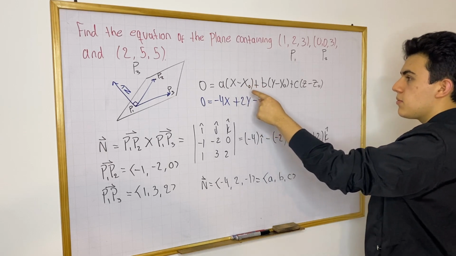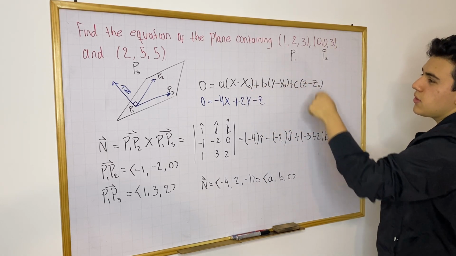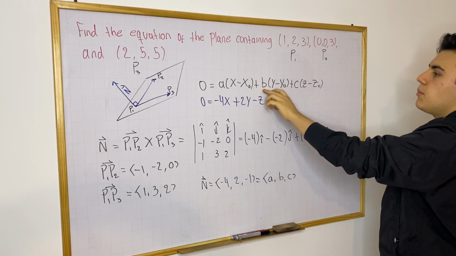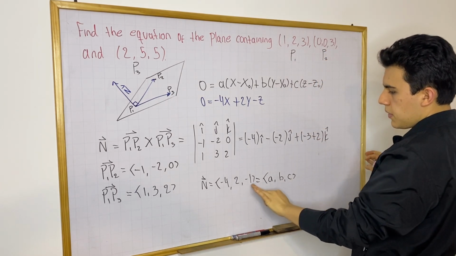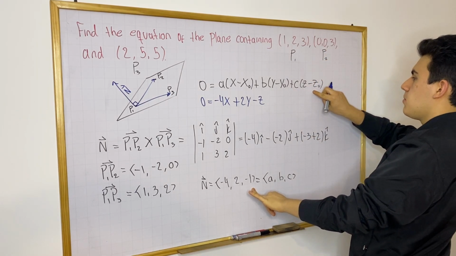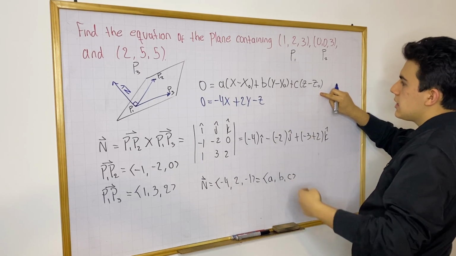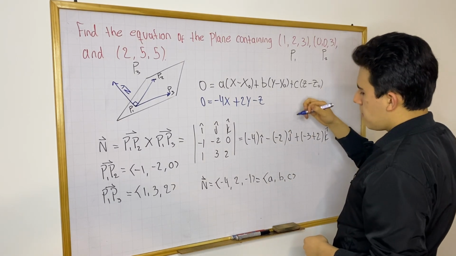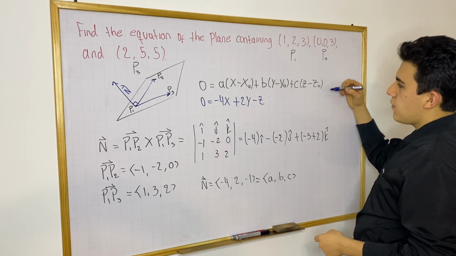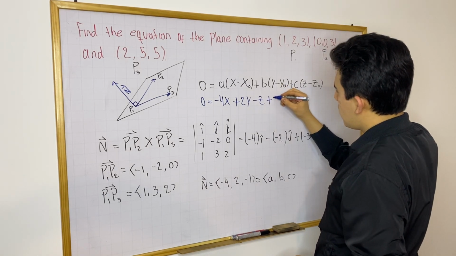We have a times minus x naught. We know it's going to be 0, so we don't write anything. B times negative y naught, that's also going to be 0. And then we have minus 1 c times minus z naught. So we know z naught is going to be 3. So this is just minus 1 times negative 3, that's going to be plus 3, okay?